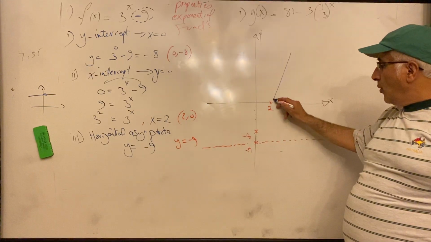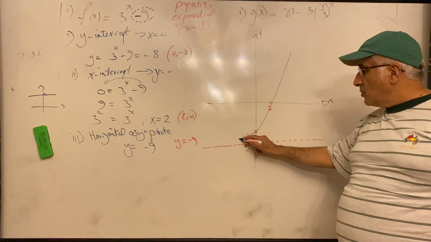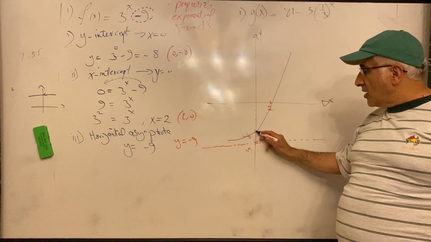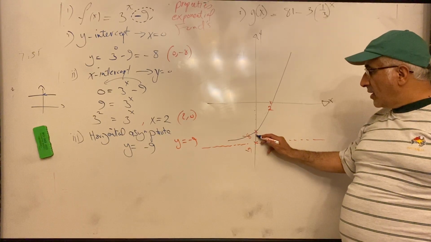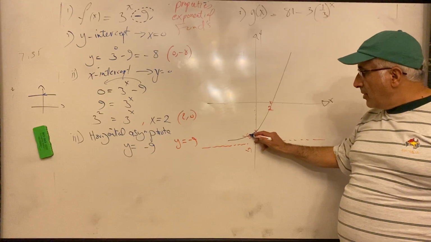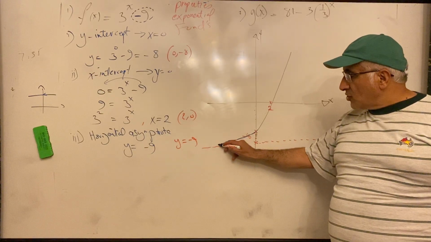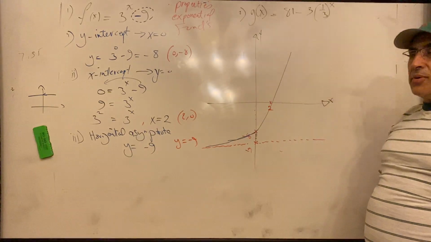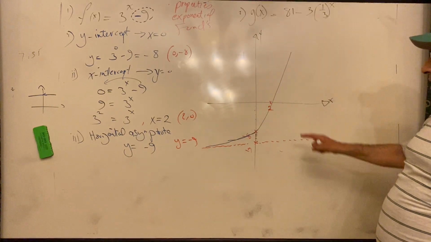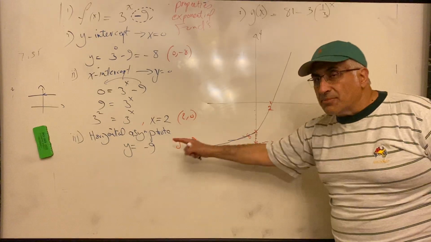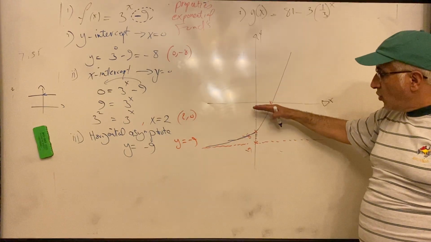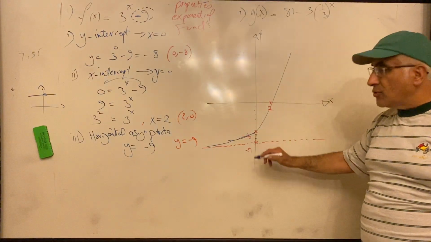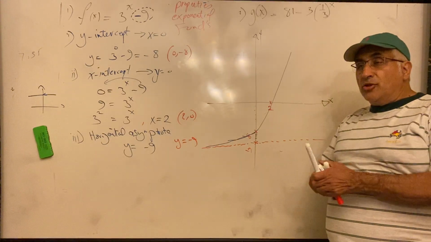You're going to go all the way there, smooth and smooth, as x is approaching negative infinity. What is happening to the y? The y is getting so close, but you don't touch the asymptote. This is your exponential function. So as x becomes very small, y gets very close to negative 9.